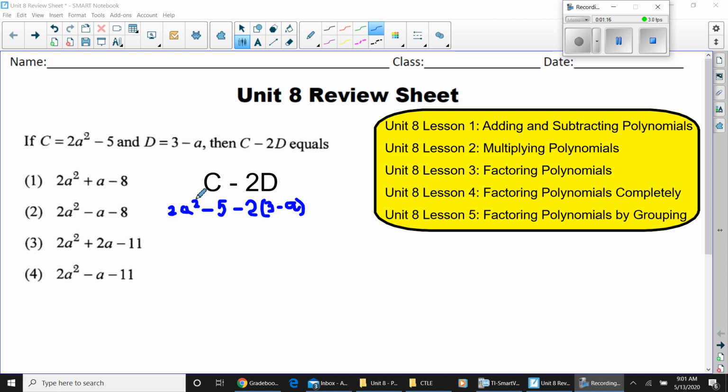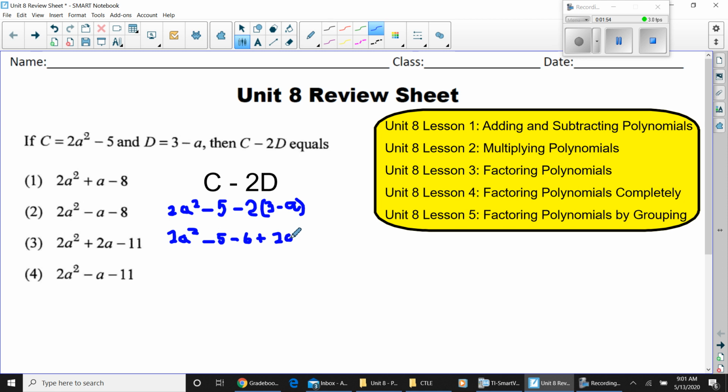So I did substitute in, and this is basically where I am. So I am just going to put down 2a squared, bring down the minus 5, and then distribute that negative 2. You see how I put parentheses around when I substituted in the D as 3 minus a. For multiplication, that's very, very important. So negative 2 times a positive 3 is a negative 6. And then negative 2 times negative a is a positive 2a.